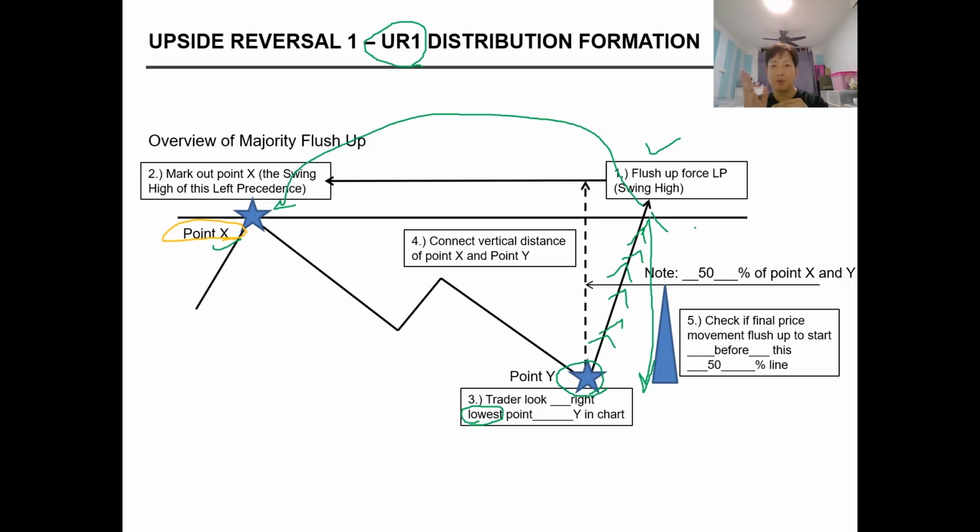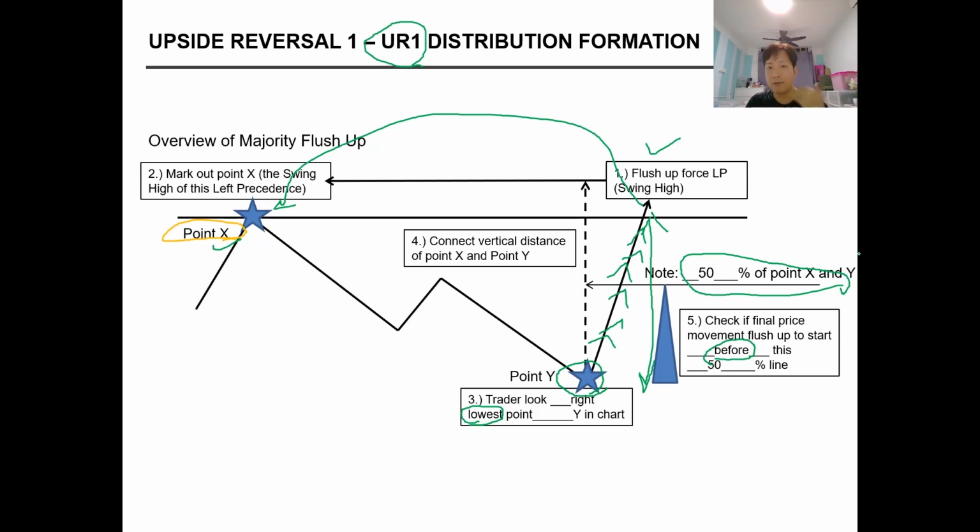The flush, right? The rapid price movement. It may not be a flush up bar. It could be a series of green bars, as long as what we want to see is that the angle of the price movement is steep. That means it's a rapid price movement that is steep, that forces the top. And the start of the flush must begin before the 50% line. So imagine the 50% line of the X and Y here. It's like a car. You want the car to accelerate beyond the 50% mark. So the greater distance that the car accelerates, the more powerful and potent the flush up to force the top will be.